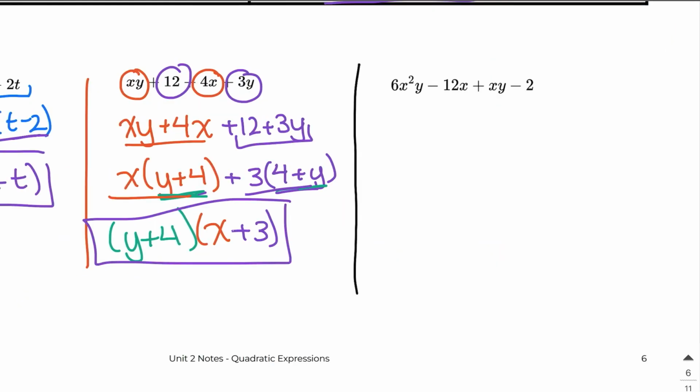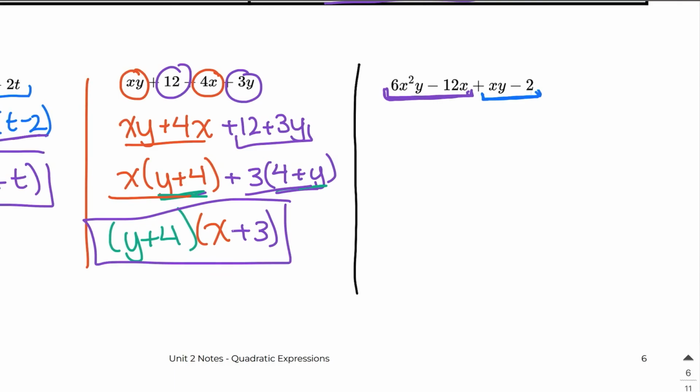Okay, so in this next example, this one's a little trickier, so pay really close attention to this one. If you notice, the 6x squared y and the negative 12x do have something in common, but the xy and the minus 2 do not have anything in common, okay? And you can rearrange this if you want, but I actually want to factor it this way so you can see how this is going to look. As long as one of the groups has something in common, it is possible to factor by grouping. Doesn't always necessarily mean you can, but it is possible.